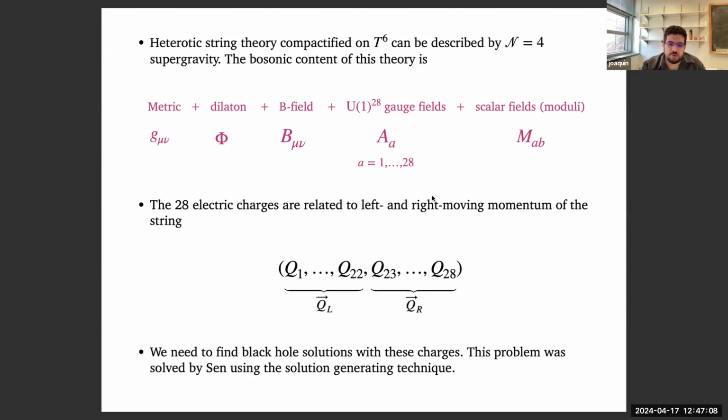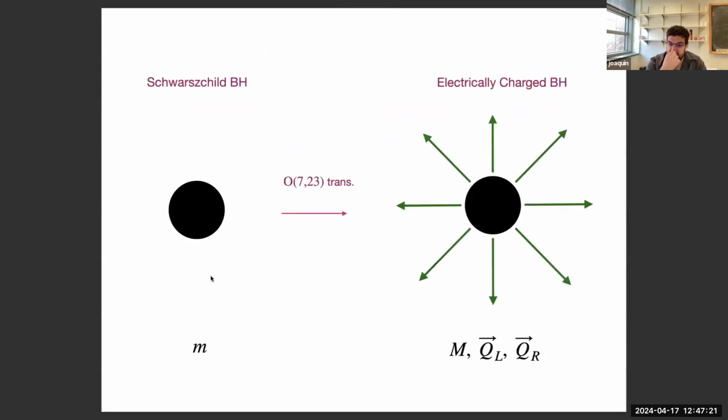So we need to find black hole solutions with these charges. I didn't write down the action, but there is an action for this theory that's pretty well known. And this problem was solved by Sen using something called the solution generating technique. Schematically, the idea is the following. We start with the Schwarzschild black hole, which is a solution of the two derivative level of the heterotic string theory. And then we apply a duality transformation.